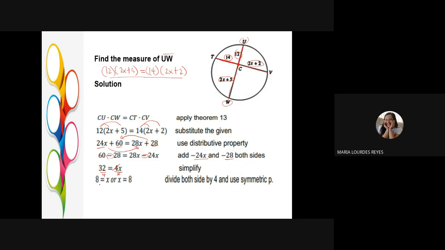32 divided by 4, it's 8. So 8 is equal to x or x is equal to 8. Are we done now? No, not yet. Why? Because what is being asked of us is UW.